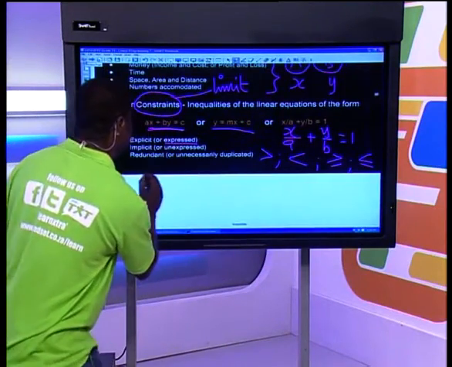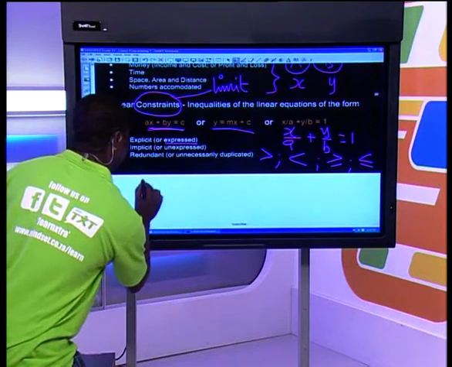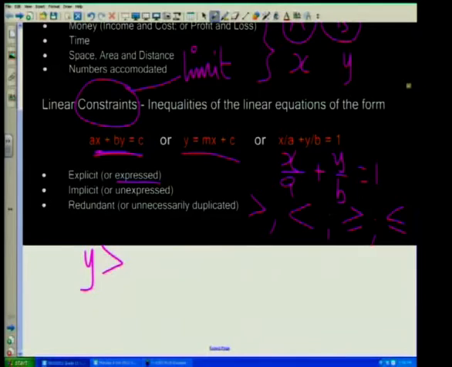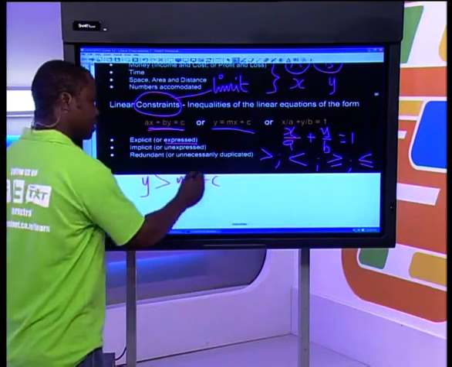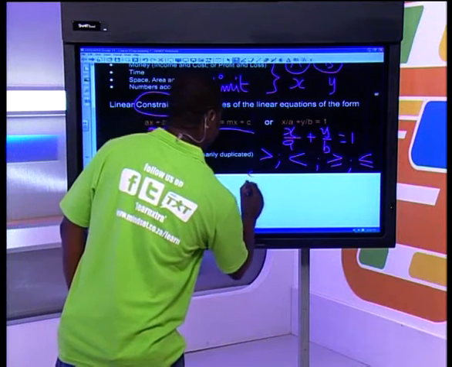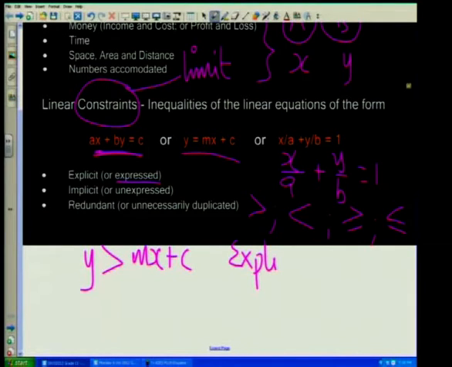For instance, you could have, let's take y greater than mx plus c. So that's what we mean by linear inequalities. And that could be one of the ways of expressing your constraint. Right? So those ones are expressed when they are like that. These are explicit. They are given. You can also say explicit. So those ones are basically given to you.